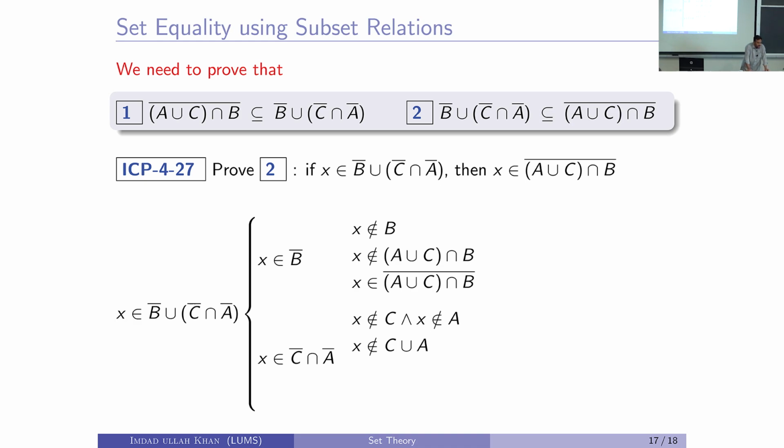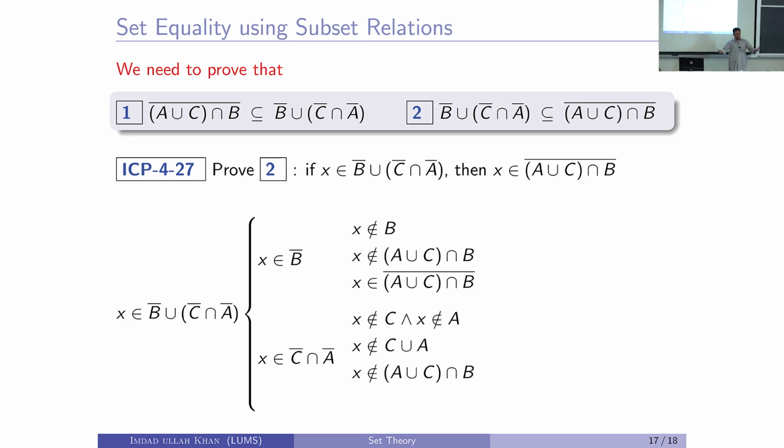Okay, that's the definition of union. And X is not in C union A means X is in the complement of C union A, right? So if X is not in C union A, then X is not in C union A intersection B, or P or Q, whatever, right?